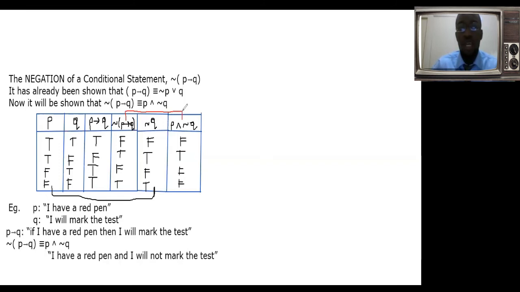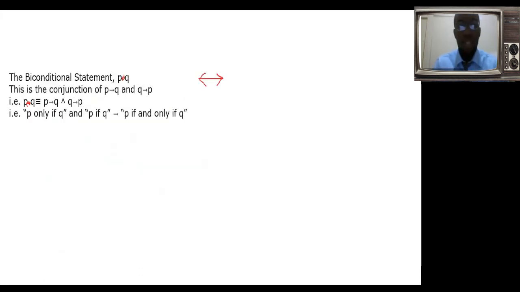Alright, so we've just looked at the negation of a conditional statement, and now we're going to look at what is known as a biconditional statement. So let's look at that now. A biconditional statement is just the conjunction of P implies Q and Q implies P. So both of them have to occur, and it is given by this symbol right here. So the biconditional statement is P implies Q and Q implies P, and we write it like this.